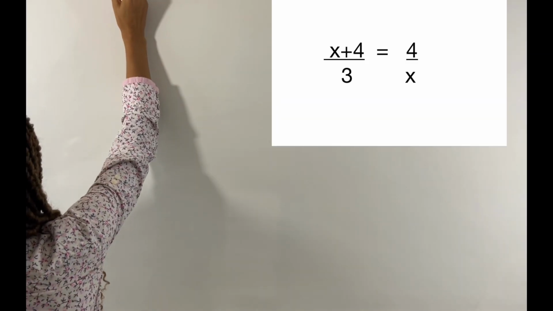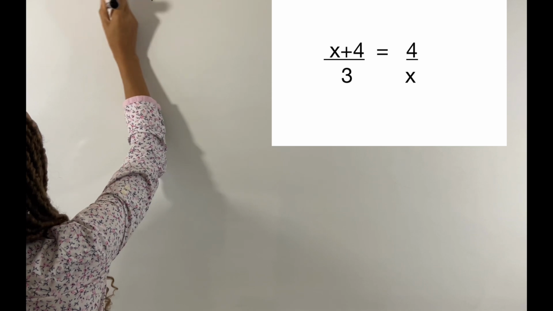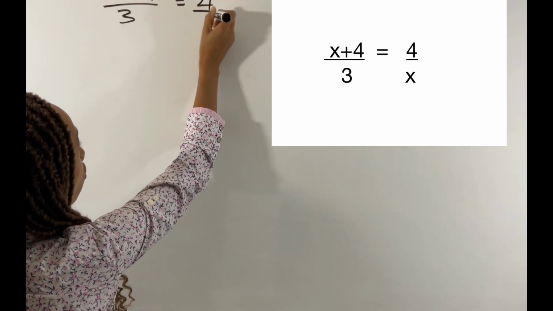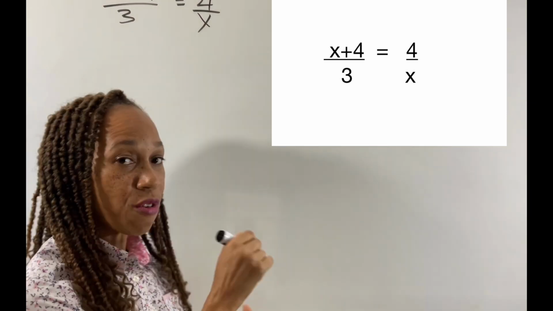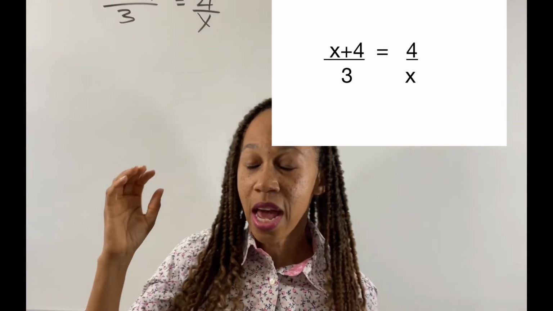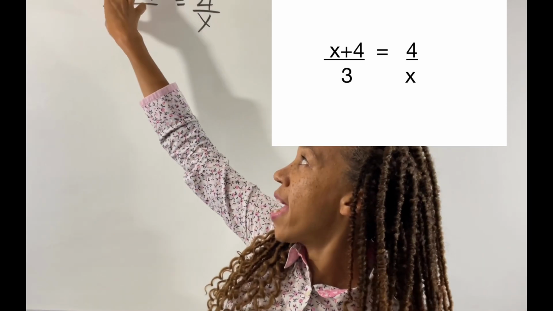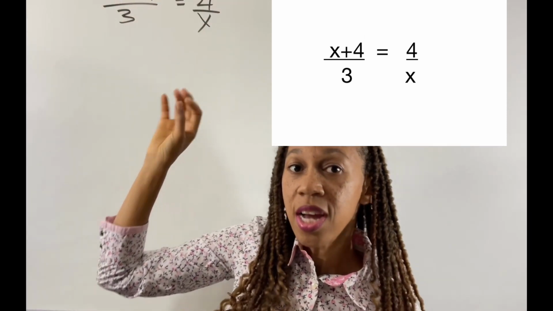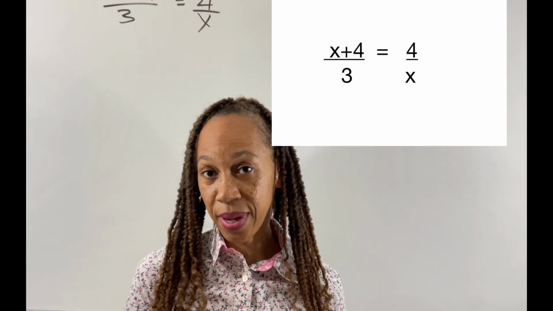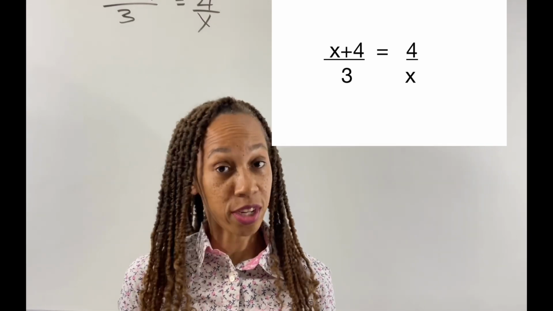So our first example is (x plus 4) over 3, set equal to simply 4 over x. So that is our first example today. This is really set up as a proportion, meaning one expression is equal to the other. So with this, what we have to use is the cross multiplication method, or we simply say we cross multiply.